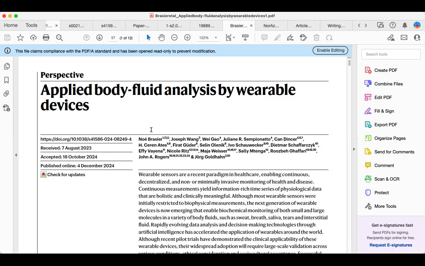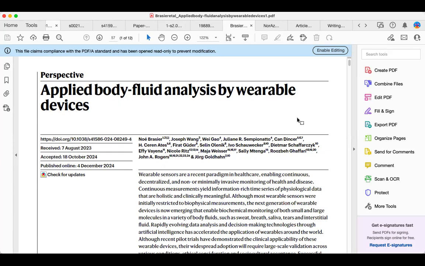But again, what are the technologies? Wearable devices are not that new. There are so many wearable devices on the market already, like the smartwatch, especially the smartwatch, I think. But the problem is smartwatches and all those wearables are based on physical parameters. So it's not body fluid analysis.